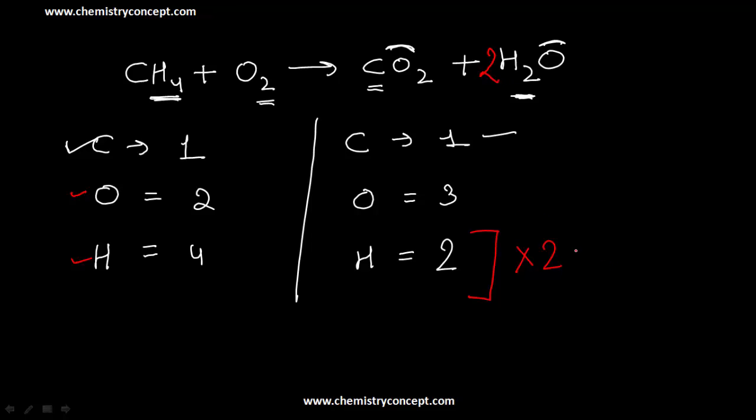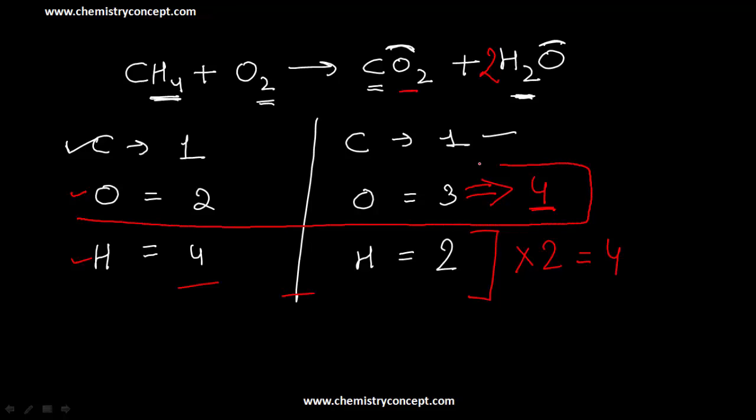When I do this, the number of hydrogen atoms on the product side now becomes 4, and the number of oxygen atoms, which was 2 here, becomes 4. Fine. So now hydrogen is balanced but oxygen is not. Now to balance the oxygen atoms, what can I do? I can multiply the oxygen molecule on the reactant side by 2.